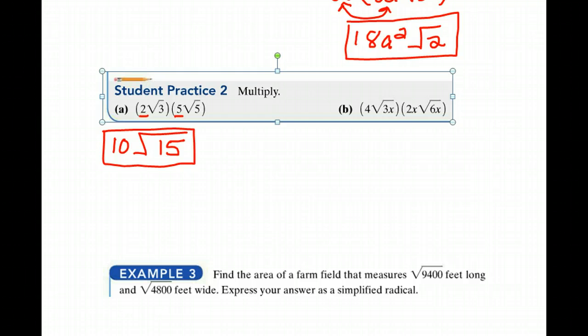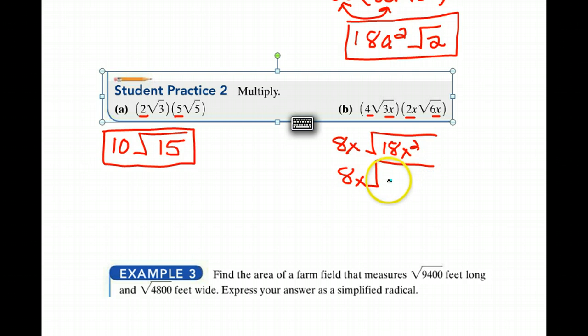For example B, we're going to follow the same process. We're going to start by multiplying the coefficients out front. So 4 times 2x makes 8x. And then we're going to multiply the radicands underneath the radical. 3x times 6x gives us 18x squared. We're going to bring down the 8x, and we want to try to break that 18 into some type of factor that is a perfect square and something else that will still multiply to 18. So we can break that into 9 times 2 times x squared.